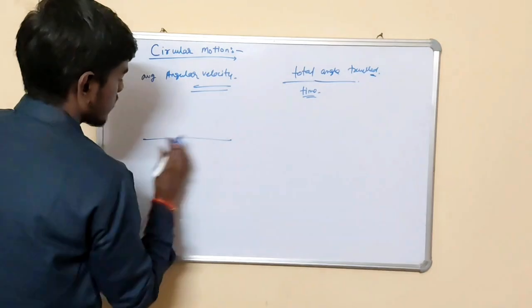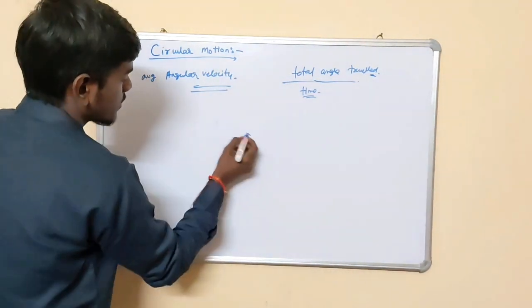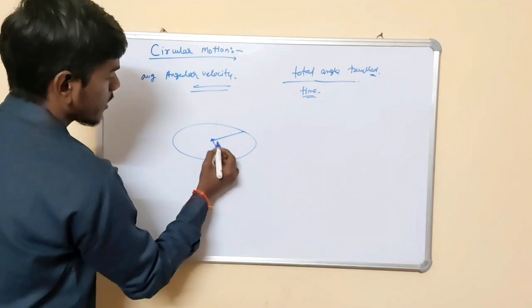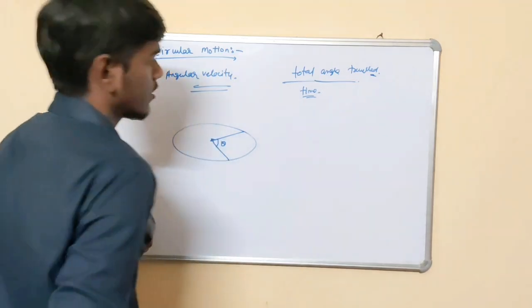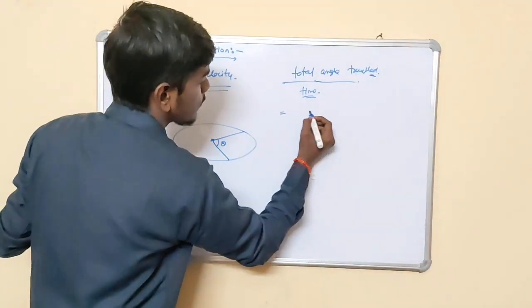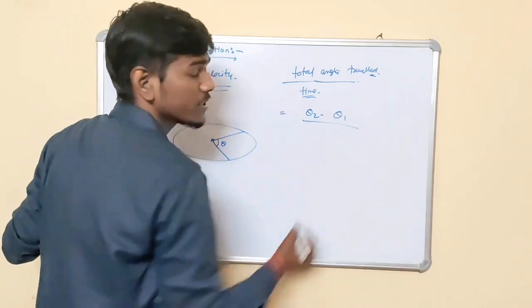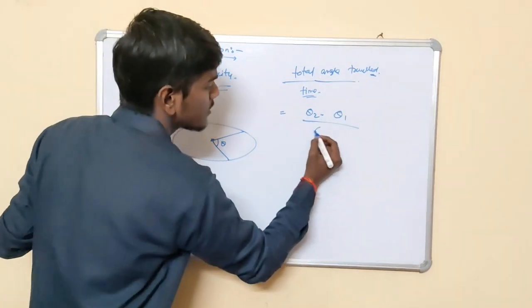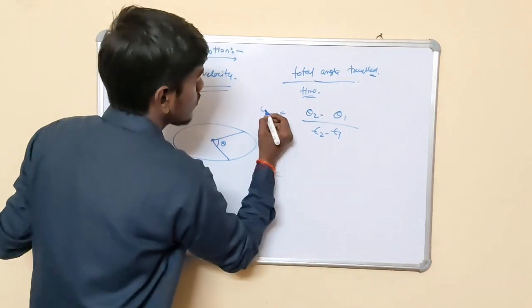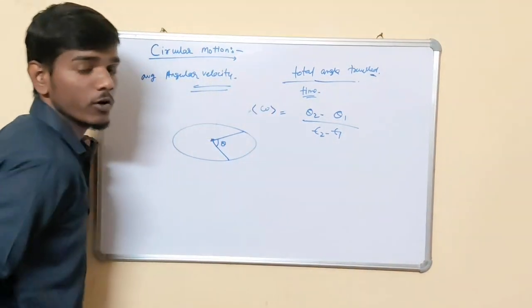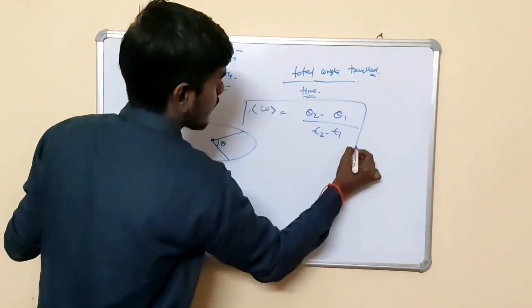So let's say our object is moving like this, initially this and this, there is some angle theta. It's a general notation. Suppose at a later time it is subtending angle theta 2, and initially it was subtending angle theta 1, and the time difference in doing so gives the average angular velocity. So this will be the average angular velocity.